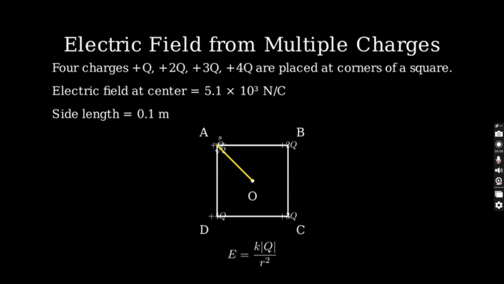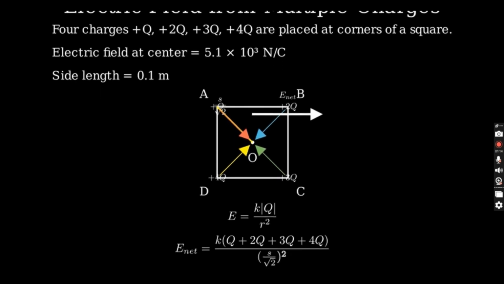Now let's look at the electric field from each charge. Each charge creates an electric field pointing away from itself. The magnitude depends on the charge value, but they all point through the center. Due to the symmetry of our setup, the net electric field at the center will be the sum of all individual field magnitudes. We can write this as E net equals K times the sum of all charges divided by r squared. Let's substitute our known values.